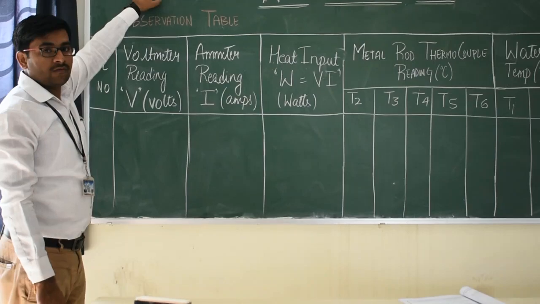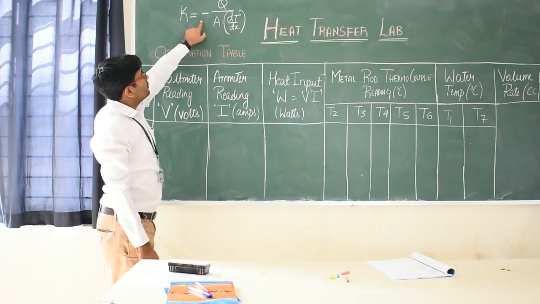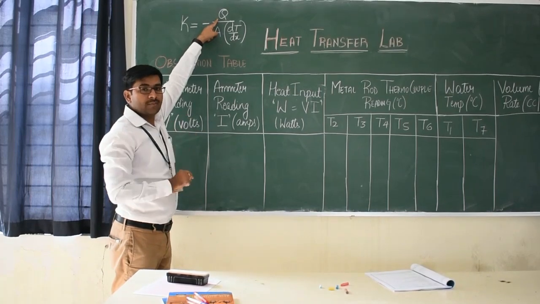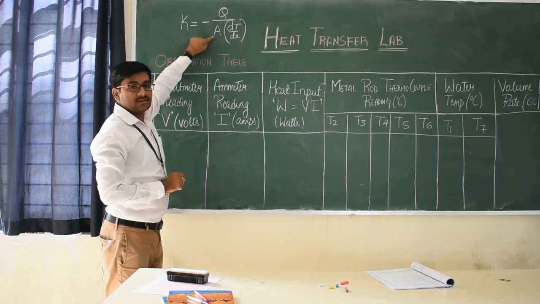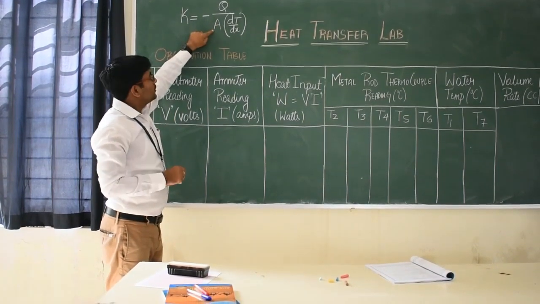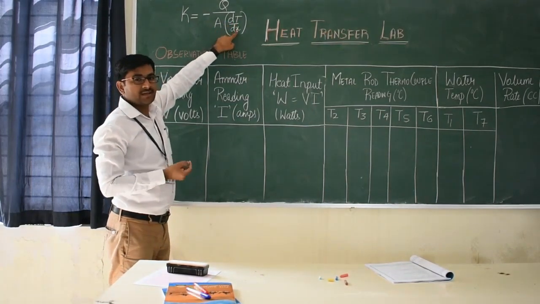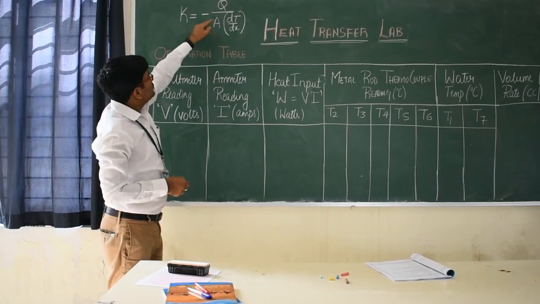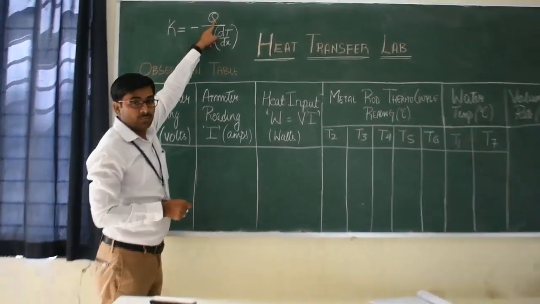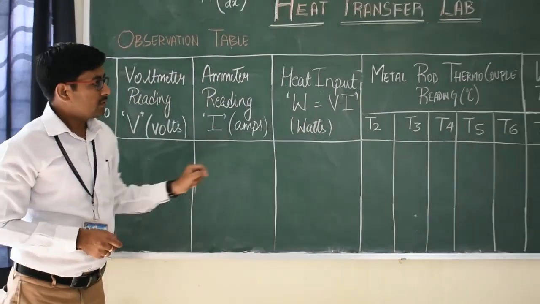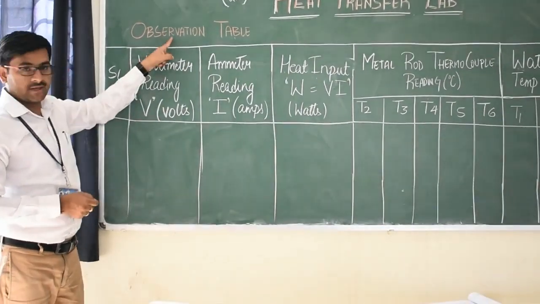The thermal conductivity of the rod depends on the Q value. Q is the heat input to the metal rod, A is the cross-sectional area of the metal rod, and it also depends on dT by dx, the temperature gradient. So now Q is the heat input, and this is a table of readings, or observation table.